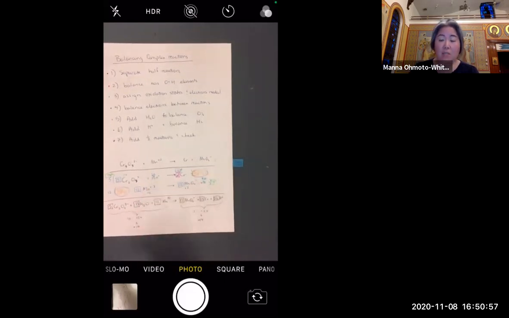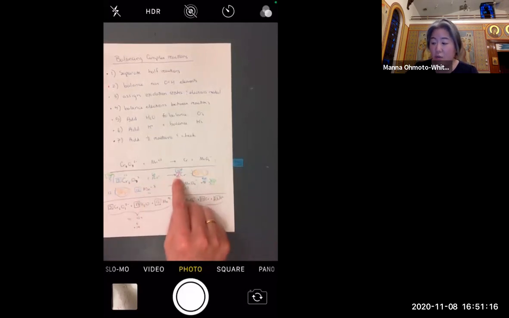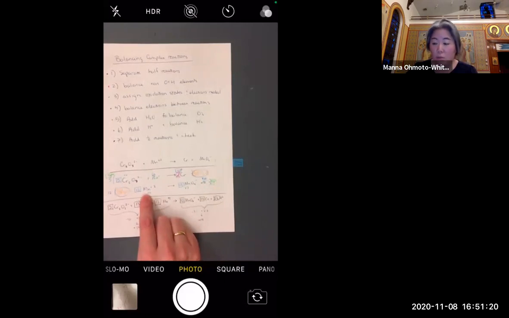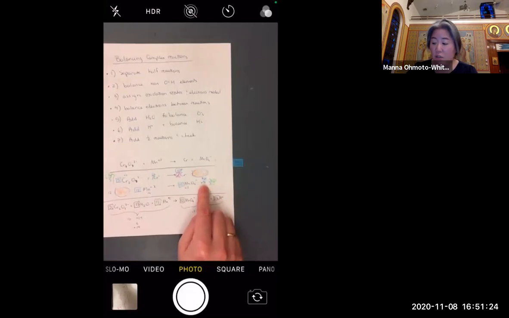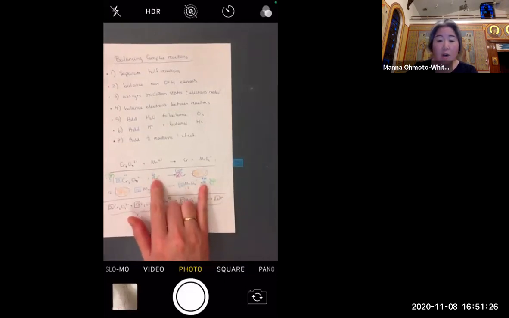So I have to balance between the 2 reactions. I need 5 of these reactions for every 12 reactions because the least common multiple between 5 and 12 is 60. So I multiply everything by 5. So I have 5 dichromate ions. This becomes 60 electrons, 10 chromium, and then this one is 12 manganese plus 2, yields 12 permanganate ions, and 60 electrons. So now I have 60 electrons on both sides.